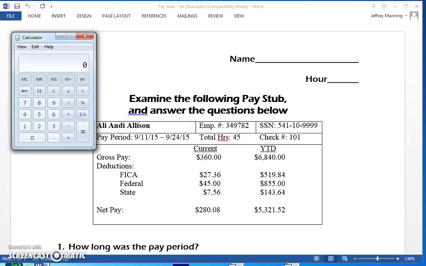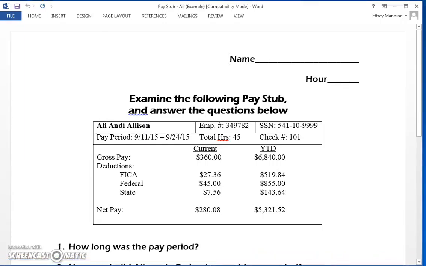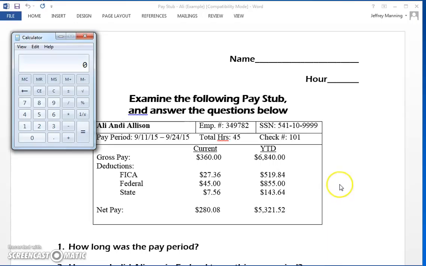Manning, and this video is going to be about paychecks. So we're going to do a quick little demonstration about how to determine some things about your paycheck, like what sort of items are being taken out of your paycheck and so on. I have an example here, and you should have this example as well. It should be posted on Edmodo. It's called Paystub Alley Example.